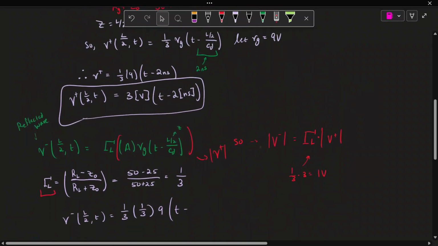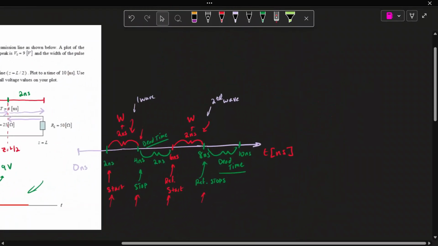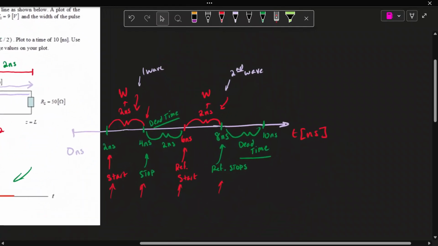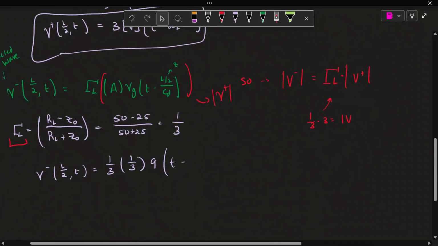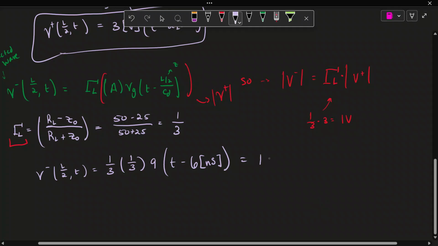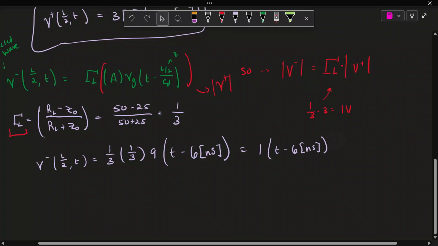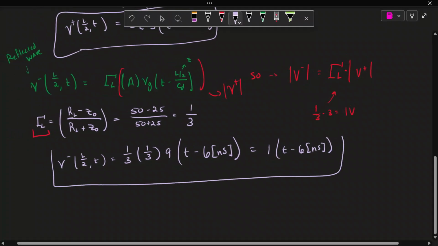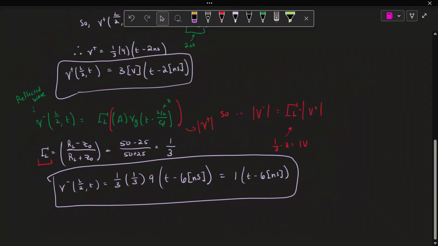What are we looking at? We're looking at the reflected wave. The reflected wave is our second wave. When does it start? 6 nanoseconds. So that's what we're going to write: 6 nanoseconds. Now, just like we had said before, 1/3 times 1/3 is 1/9. Times 9 is 1. So 1 times T minus 6 nanoseconds is our equation for our incident wave as a function of distance and time. So we've created our two equations.